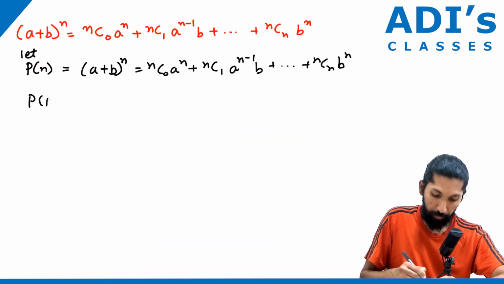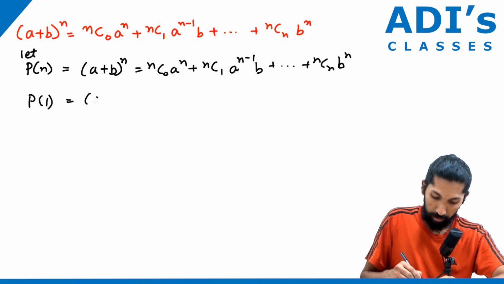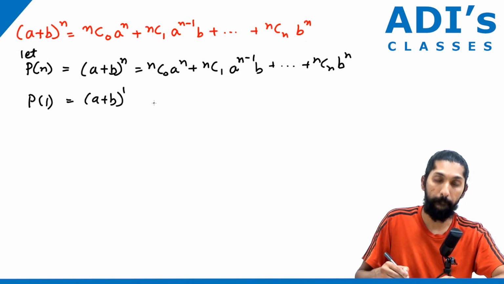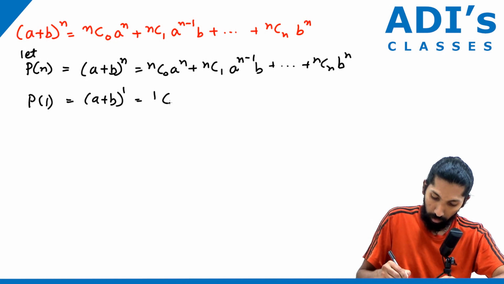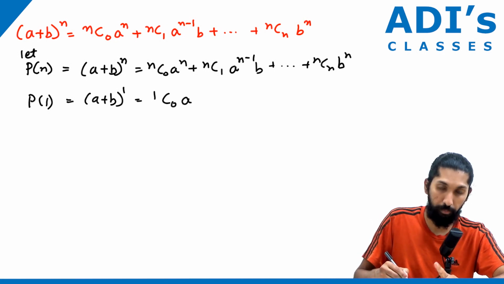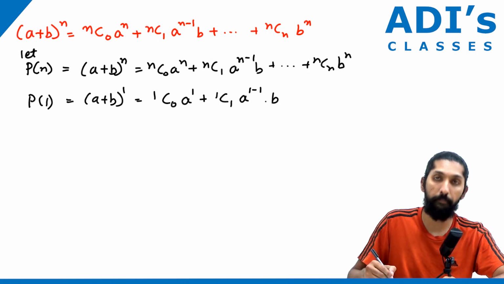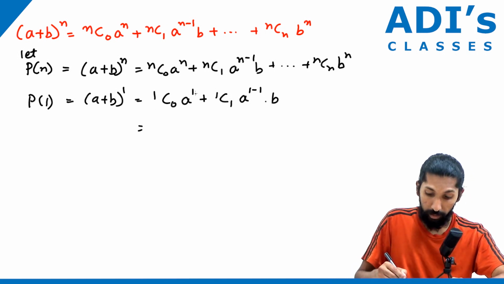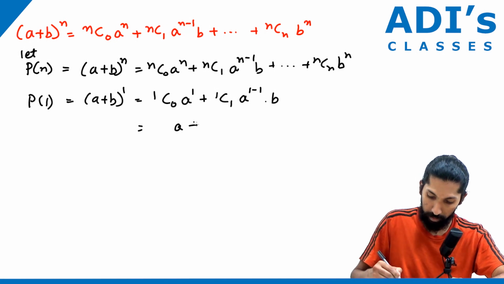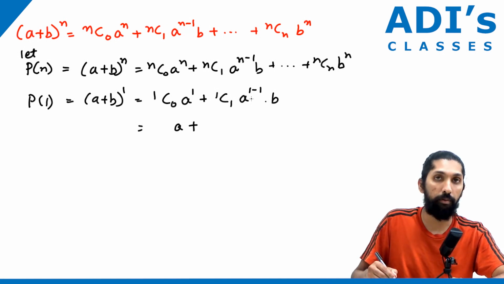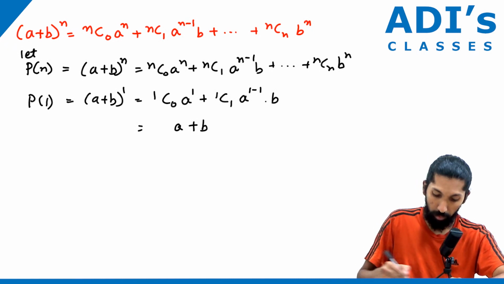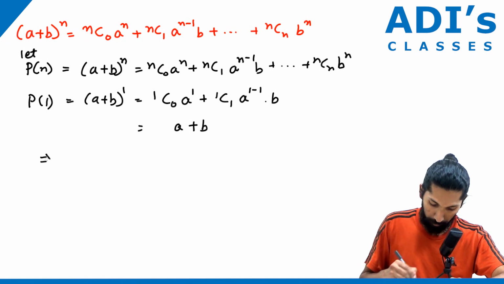Now we'll take P of 1. So P of 1 is (a plus b) whole power 1, which becomes 1C0 into a to the power of 1 plus 1C1 a to the power of 1 minus 1 into b. 1C0 is 1, 1 into a power 1 is a, plus 1 into a to the power of 0 is 1, 1 into b is b. So a plus b. Now it is proved. So this implies P of 1 is true.